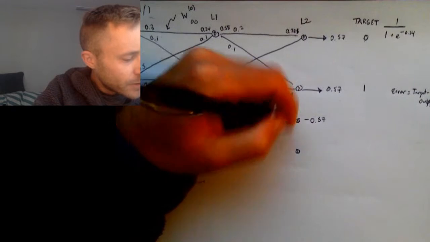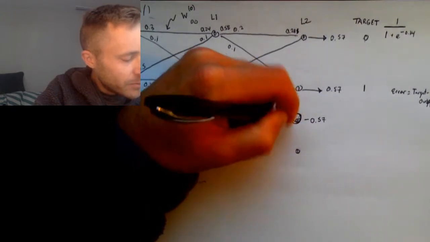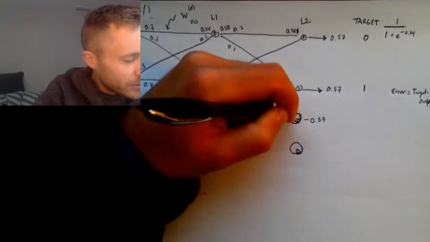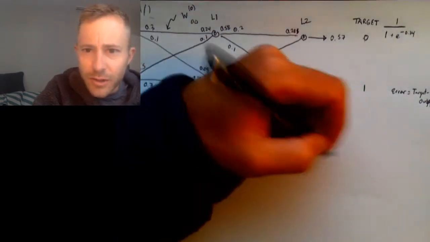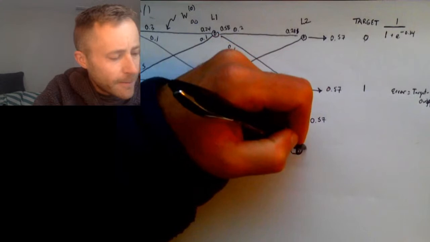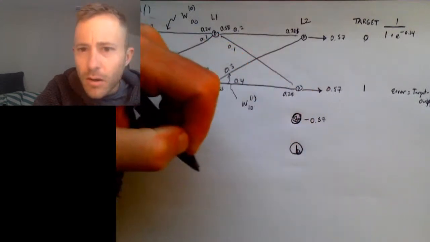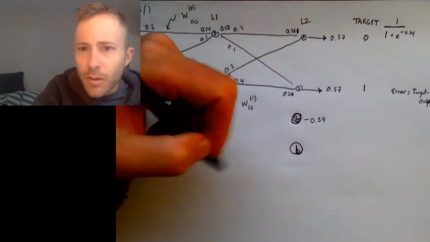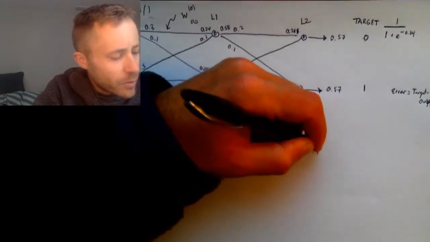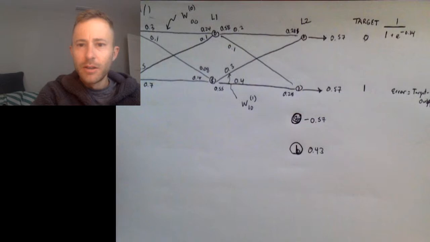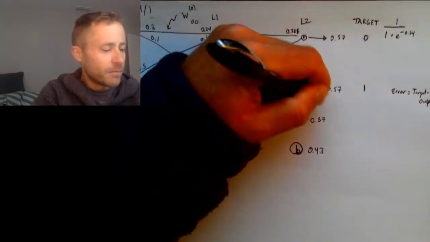I gotta draw these neurons bigger. So this is neuron 0, this is neuron 1. This one has an error of 1 minus 0.57, which is 0.43. Okay, so that is the error.